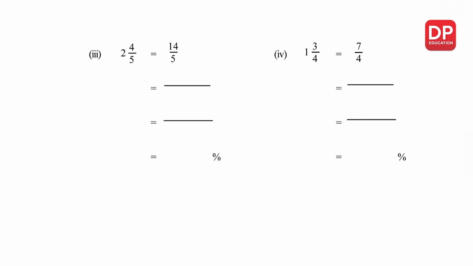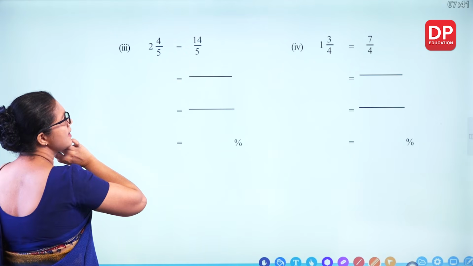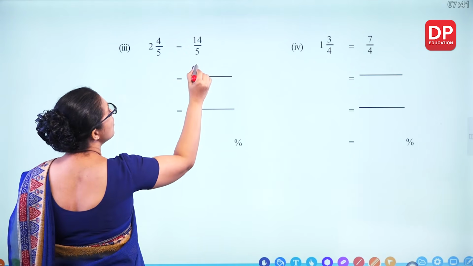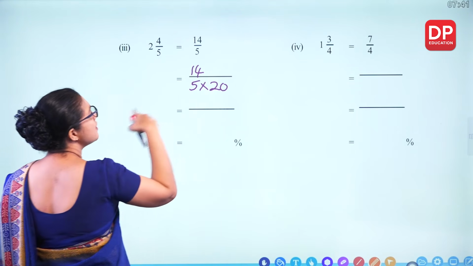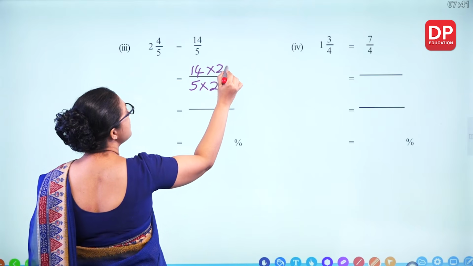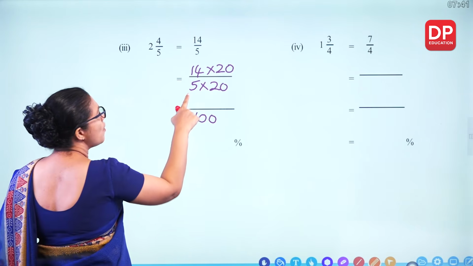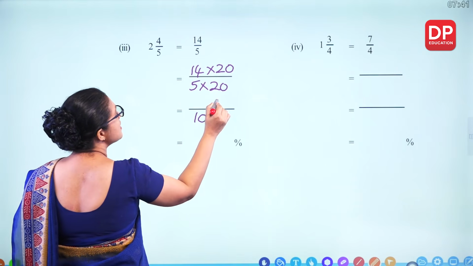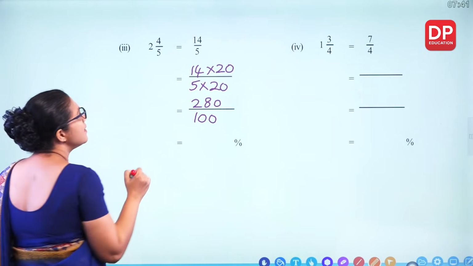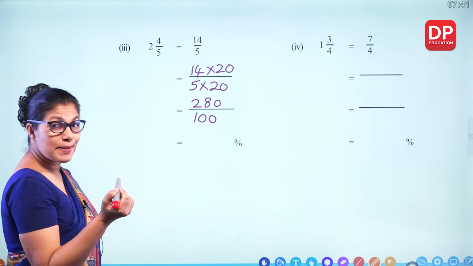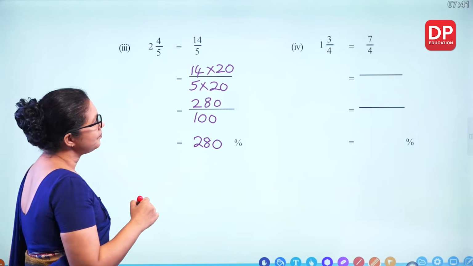Convert this mixed number. 5 times 2, 10. 10 plus 4, 14 over 5 as an improper fraction. Now multiply by 20 to get 100 in the denominator. Do the same thing. So 100 you get in the denominator. 20 times 14, you get 280. So what's the percentage value? 280%.